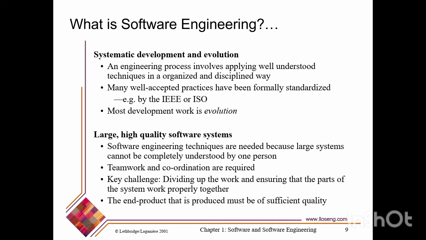Continuing with customers' problem solving, next is systematic development and evolution. An engineering process involves applying well understood techniques in an organized and disciplined way. We want to solve the customer's problem in a systematic approach. Many well accepted practices have been formally standardized by the IEEE or ISO. Standards bodies have recognized these techniques.